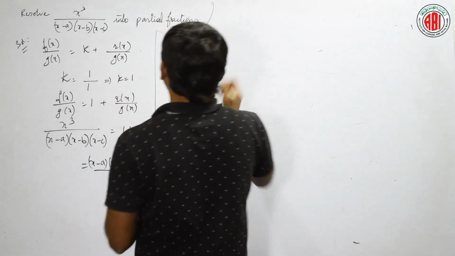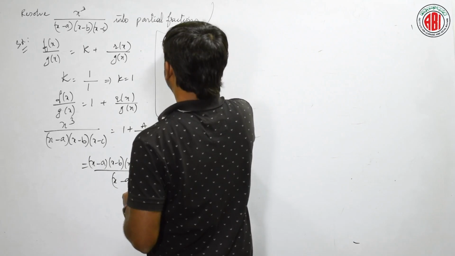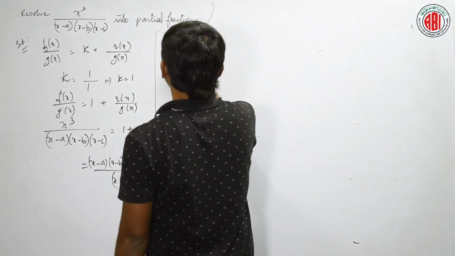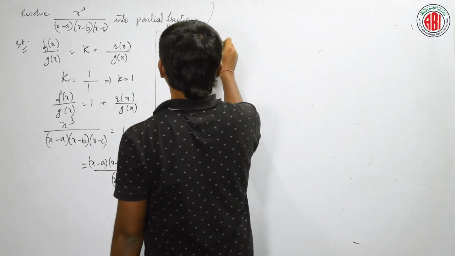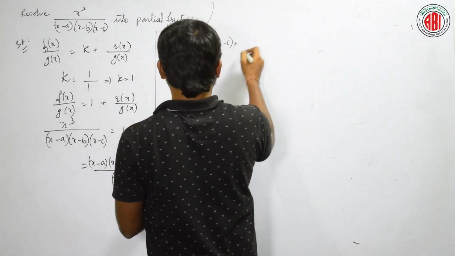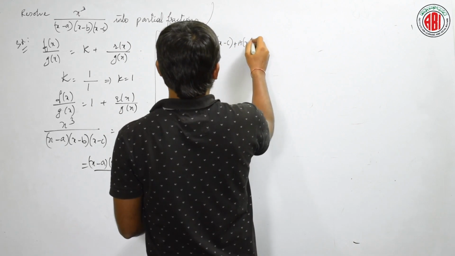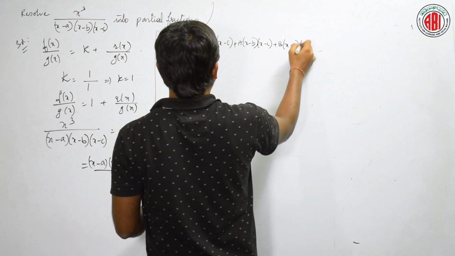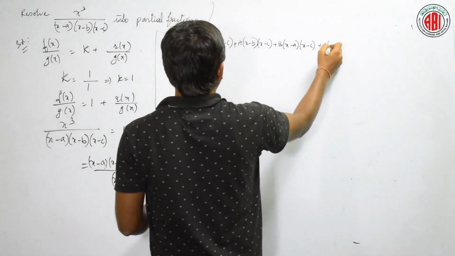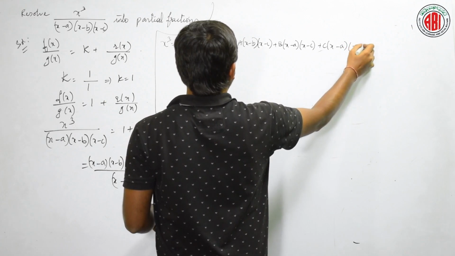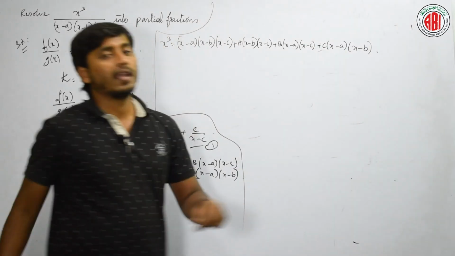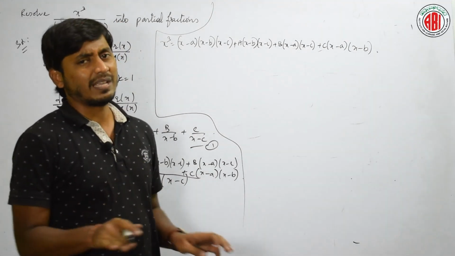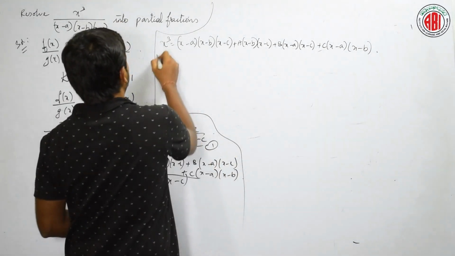let me write it clearly, x cube is equal to all these terms, x minus a, x minus b, x minus c plus A into x minus b, x minus c plus B into x minus a, x minus c plus C into x minus a, x minus b. Now, what do we have to do in order to find capital A, capital B, capital C? Only substitution. Put x equal to a.